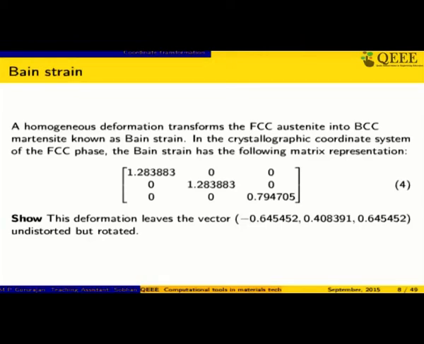If you are having the slides that I sent, there is a small change there. The number is not 1.283883, but it is 1.123883. Okay. So if you use the numbers that are given in the slide, you will get slightly wrong answers.